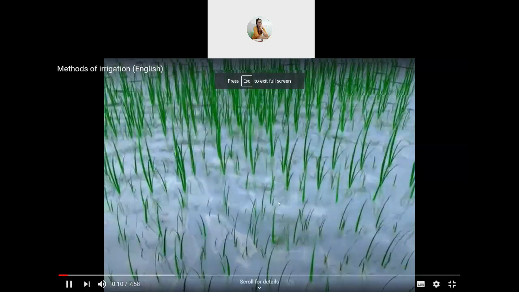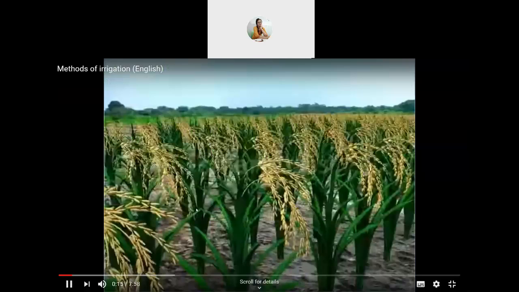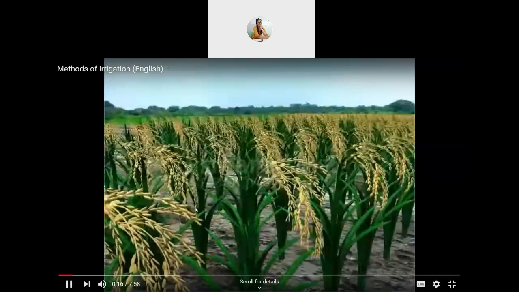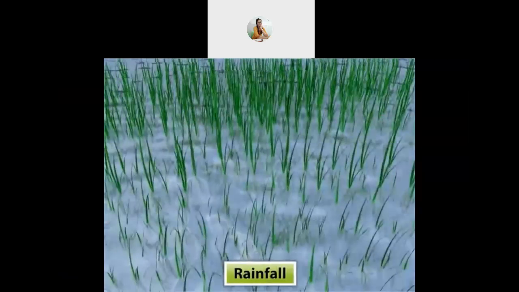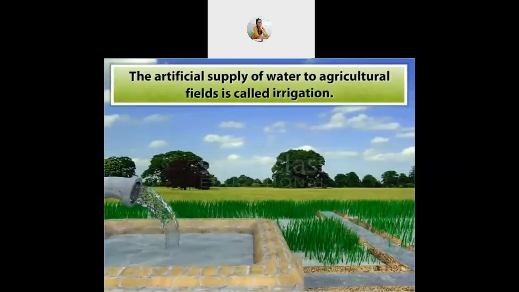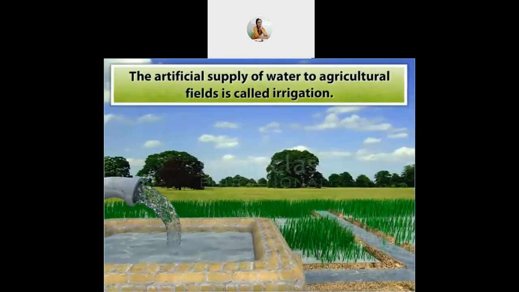Essential for the germination and growth of crop plants. Water is supplied to agricultural fields either naturally through rainfall or artificially through canals or other systems. The artificial supply of water to agricultural fields is called irrigation. Irrigation can be done using different methods. Before learning about these methods, let us find out how irrigation is important for crop production.